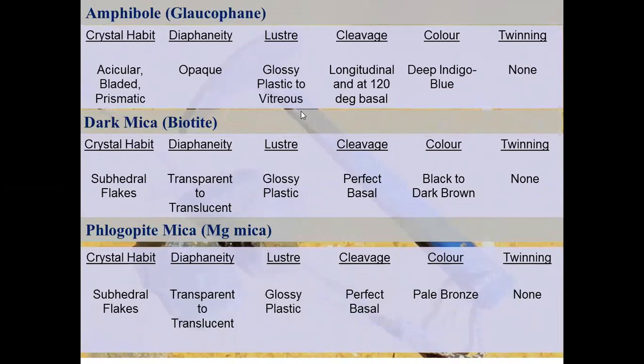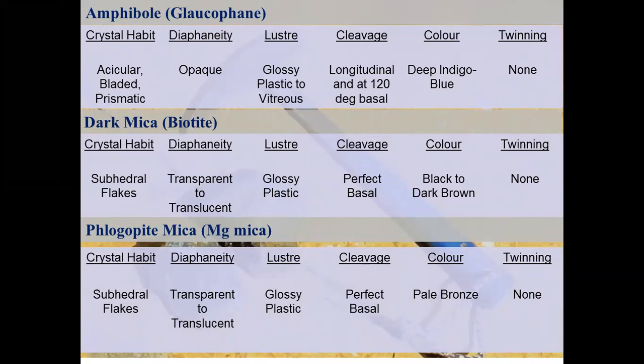We then, for completeness, had a look at the amphibole glaucophane, with very similar characteristics to the rest of the amphiboles, but the major difference was this deep indigo blue color for glaucophane.